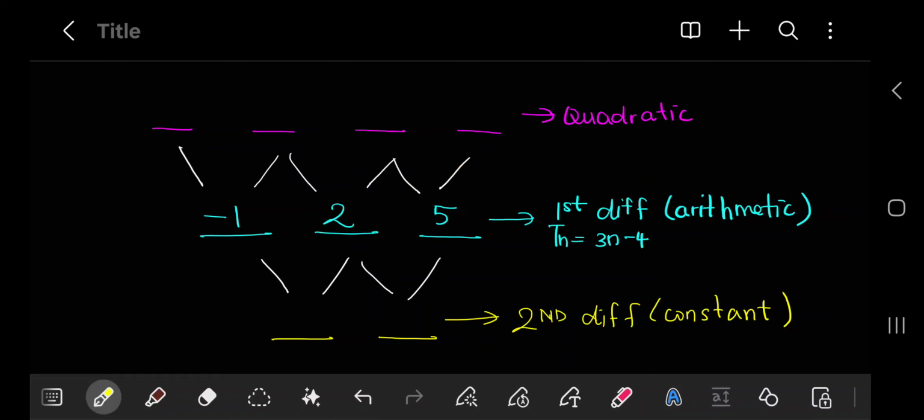We notice that from negative 1 to 2, we are adding 3. 2 to 5, we are adding 3. So the second difference, which is constant, is just 3 throughout.